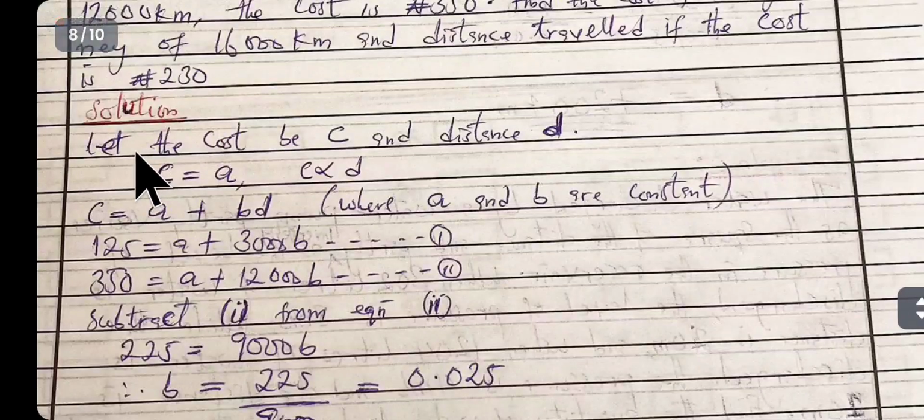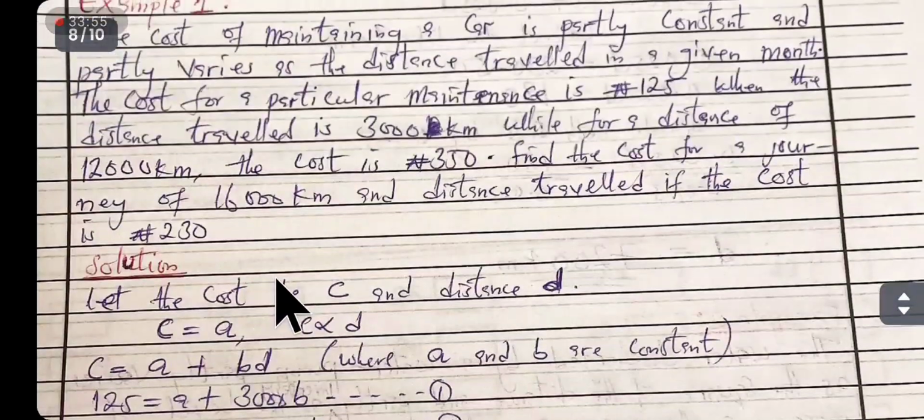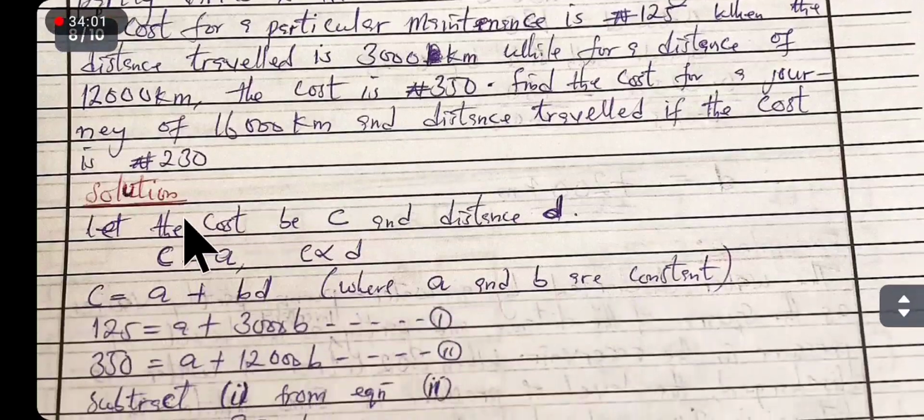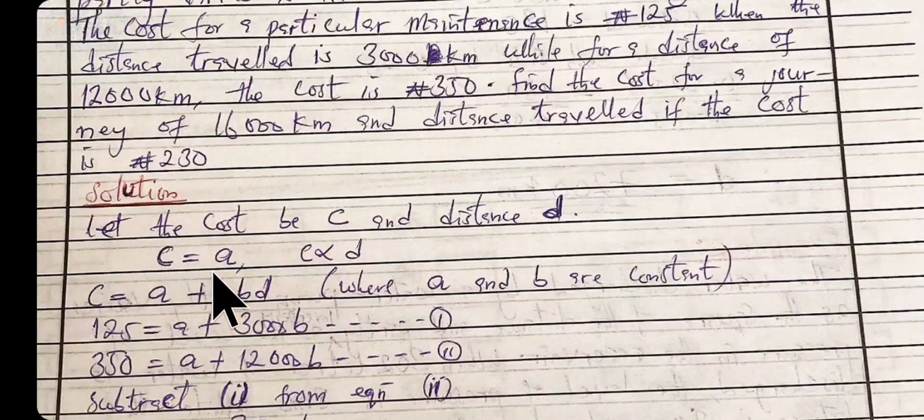Let the cost be C and the distance be D. From the first statement, the cost of maintaining a car is partly constant, so the cost equals a constant, A, and it partly varies as D. Look at it, it is a direct variation here. Then C is equal to A, and C is directly proportional to D. So C will be equal to A plus BD.